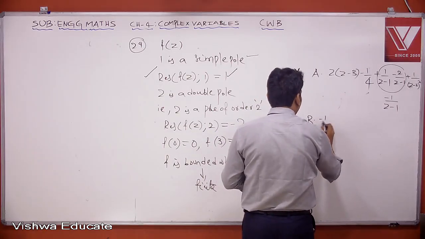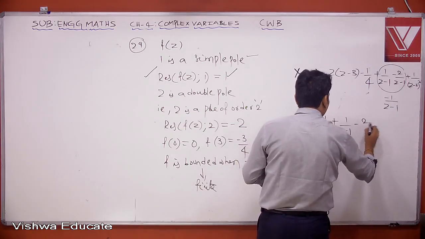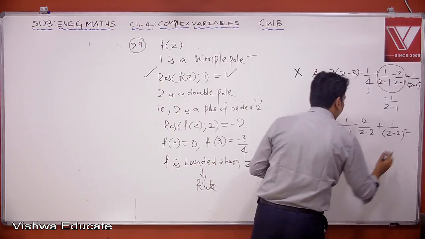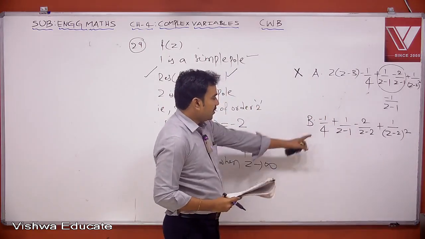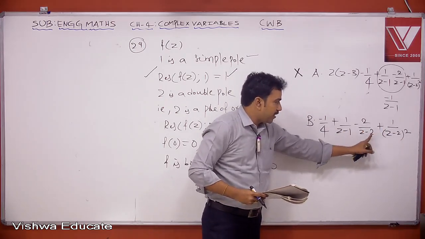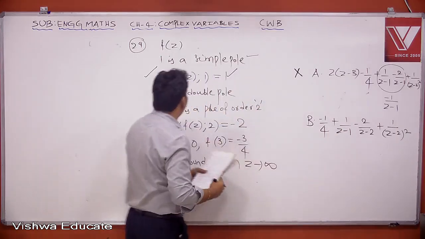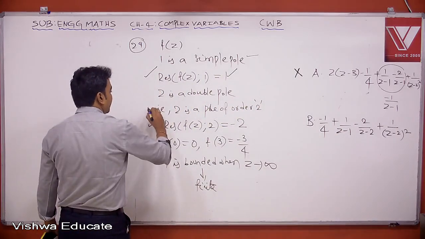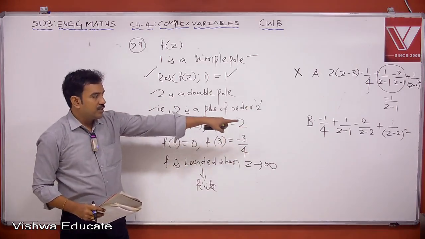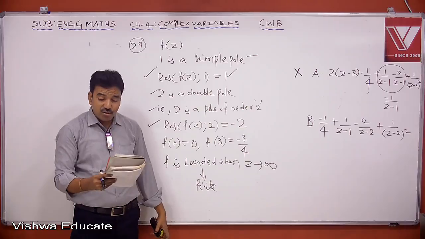B is minus 1 by 4 plus 1 by z minus 1 minus 2 by z minus 2 plus 1 by z minus 2 whole square. Now let us see, in this case 1 is a pole of order 1, so 2 is a pole of order 2. Coefficient of 1 by z minus 2 is minus 2, coefficient of 1 by z minus 1 is 1. So it satisfies this as well as this as well as this, even residues also. So 1 is a simple pole, 2 is a double pole, residue at 1 is 1, residue at 2 is minus 2. I need to check these conditions.